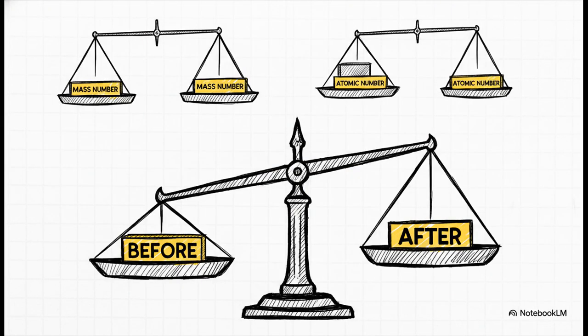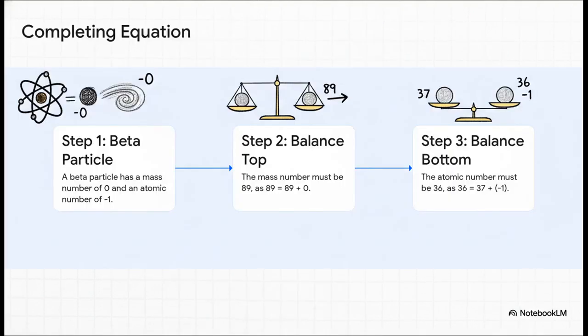Now, to solve this, there's one golden rule you have to remember: conservation. Basically, the total mass number, that's the number on top, and the total atomic number, the one on the bottom, have to be the same before and after the reaction. They've got to balance. So let's break it down.